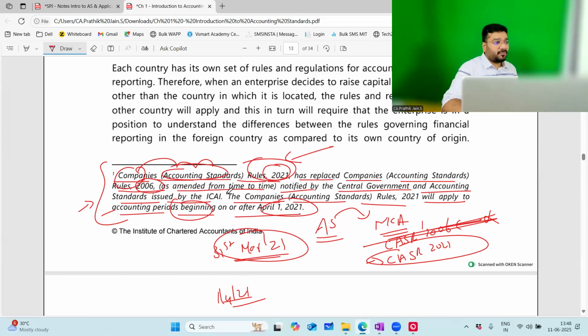Yes, correct. So now you don't follow the 1956 Act anymore because that is overridden by 2013. Like that, whatever the rules of 2006 are there, they have been overridden by 2021.